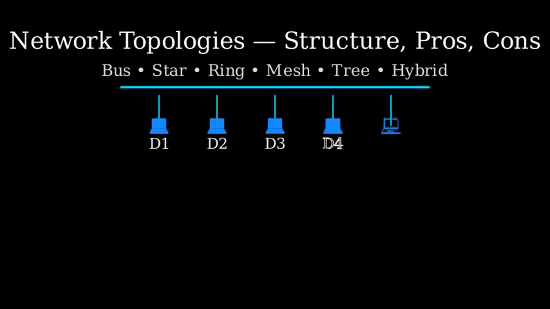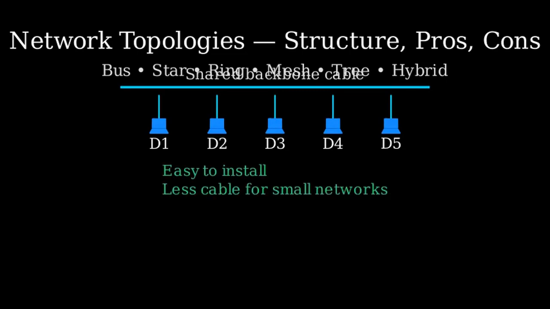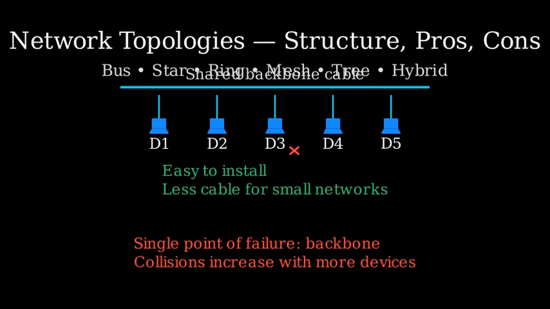1. Bus topology. All devices tap into a single shared backbone cable. Advantages: easy to install and low cable cost for small networks. Disadvantages: a single point of failure and more collisions as you add devices.